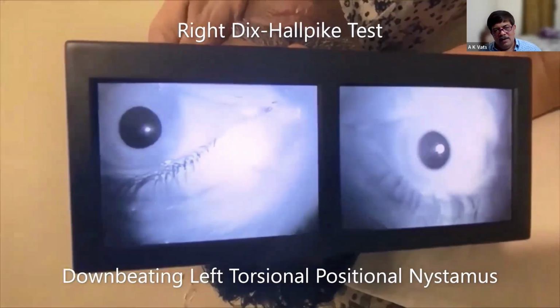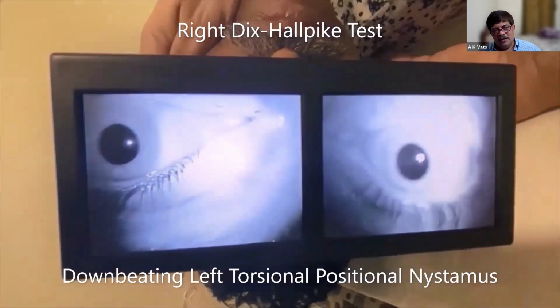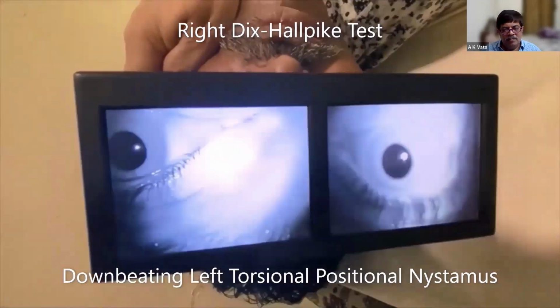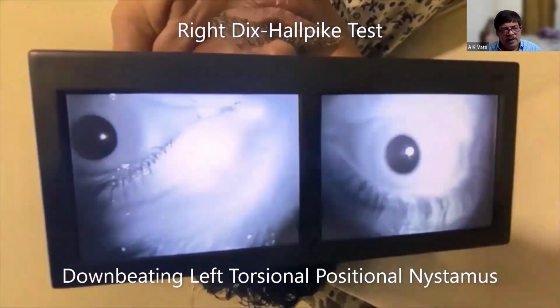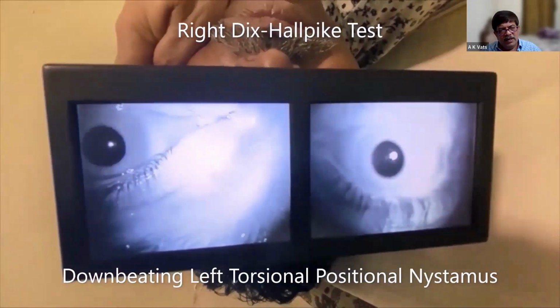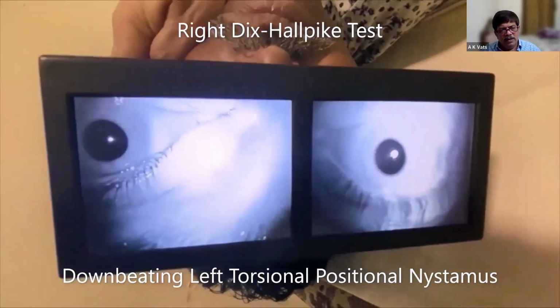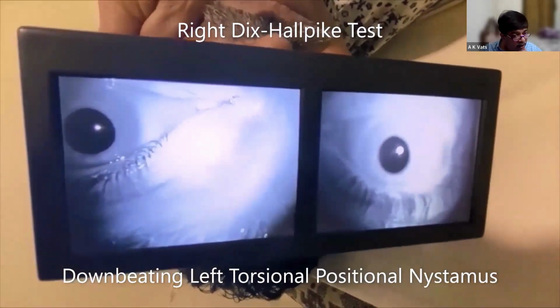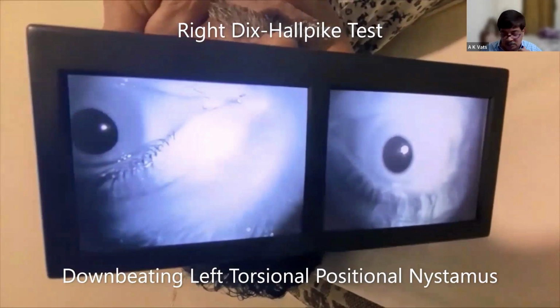So what happened to this patient? Why biphasic nystagmus on the right Dix-Hallpike test? We recently reported this patient. This variant is reported earlier on only 4 to 5 times, but no one has elucidated the mechanism.